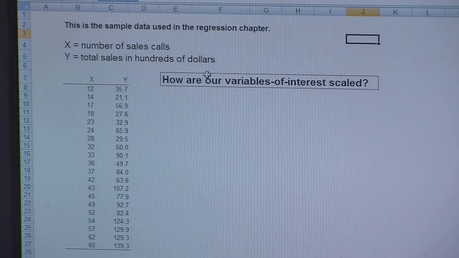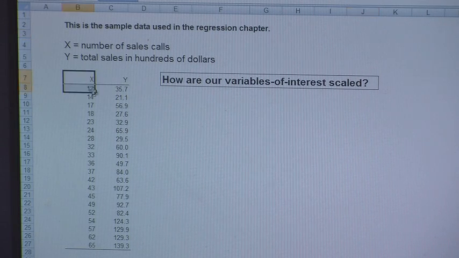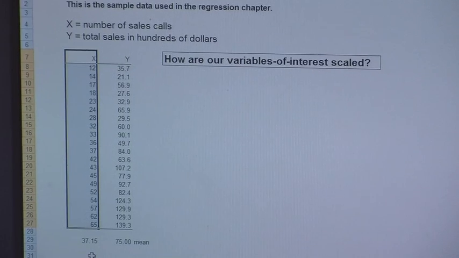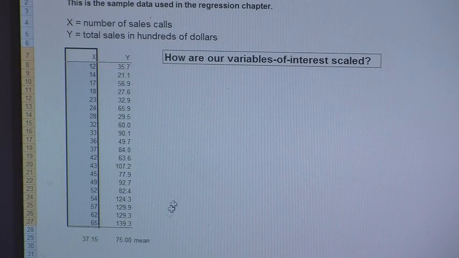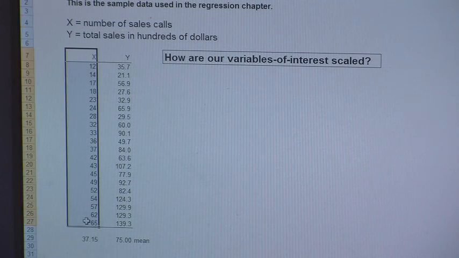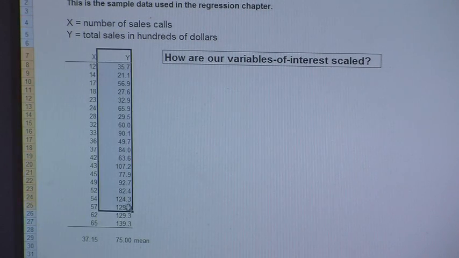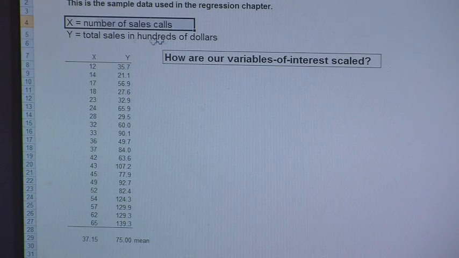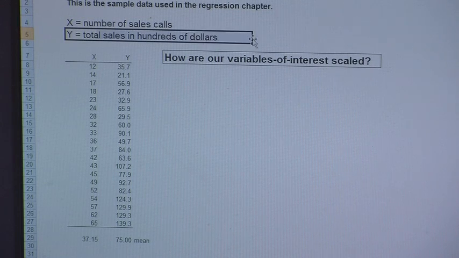So these are data from the textbook that Orris uses in chapter 12, and the X variable here represents the total number of sales calls that a salesperson made. X equals the number of sales calls, so this is the X column. And then the Y column has to do with how many dollars of sales that salesperson generated. So variable X is the number of sales calls, and variable Y is the total dollars of sales.